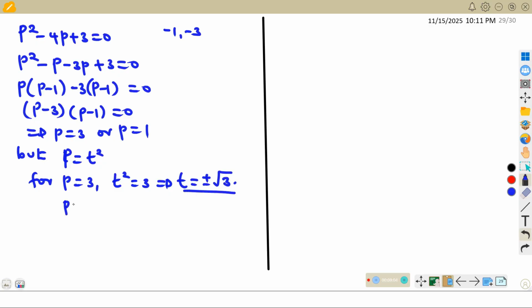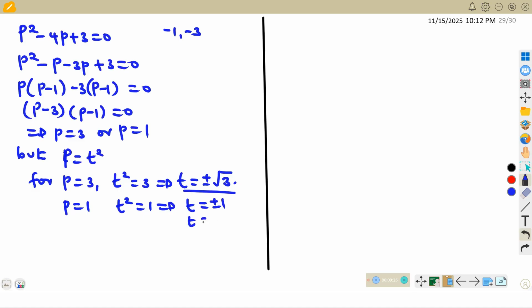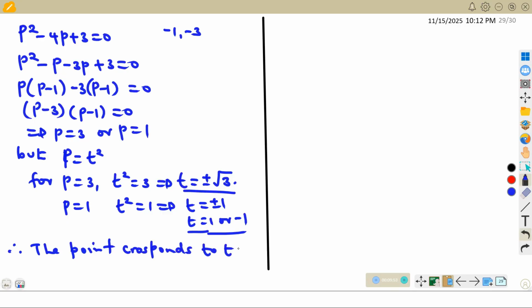And likewise, for p equaling 1, t squared will be equal to 1. And this implies that t will be equal to plus or minus 1. So from the values of t that we have got, here we have t as 1 or -1, then root 3 and negative root 3. So the one that will be satisfying both is t equaling to 1. Therefore the point corresponds to t equaling to 1.